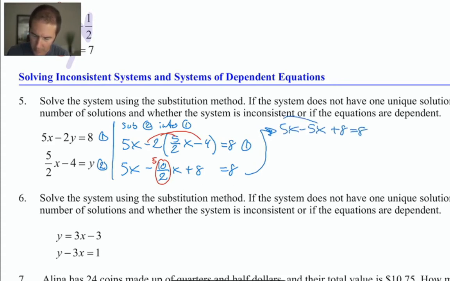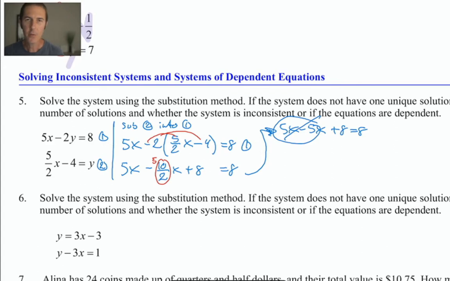Well, these 5x's are going to cancel, which leaves us with a statement that says 8 equals 8. How often is that true? Give me an x value. How about -2? Does 8 still equal 8? It sure does. What about an x value of 4? Does 8 still equal 8? Sure does. How about an x value of -1,000,000? 8 still equals 8. It's looking to me like we're going to have infinitely many solutions.